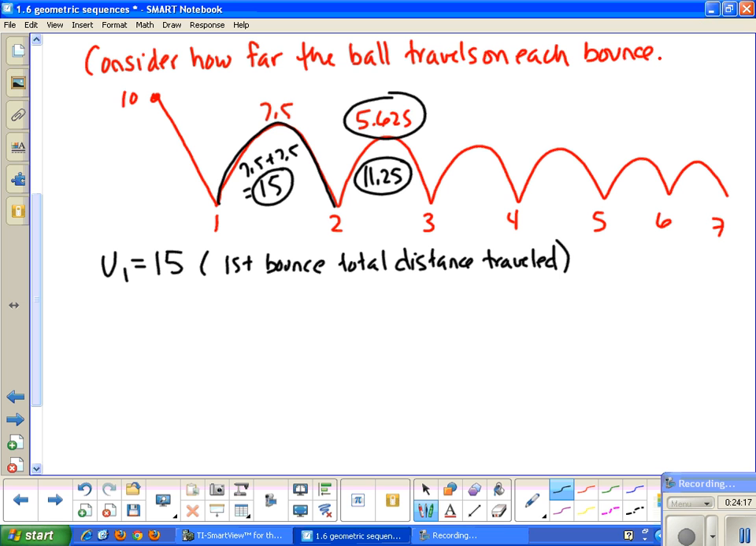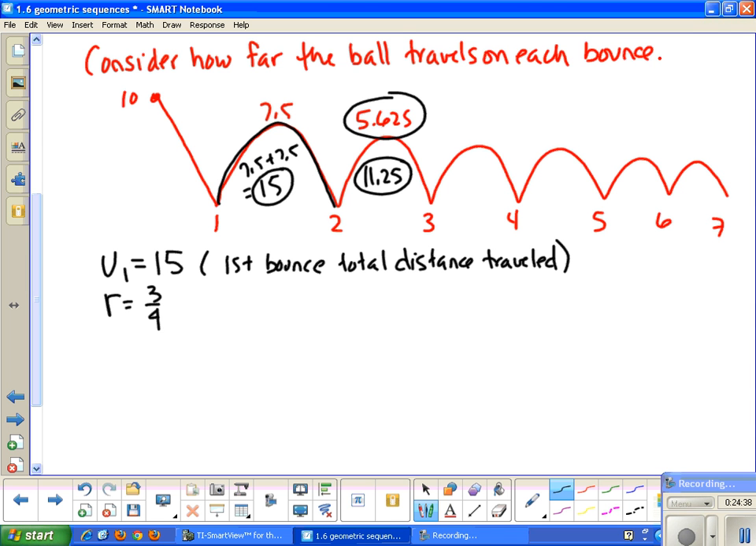Now, for that, we can come up with a formula for the nth bounce because we know that the ratio would be equal to 3/4. Now, notice in this time, I didn't start with u sub 0 equals 10. And again, the reason I didn't do that is because I'm not finding the height of the bounce, I'm finding the distance traveled. So we'll have to take that into account later.